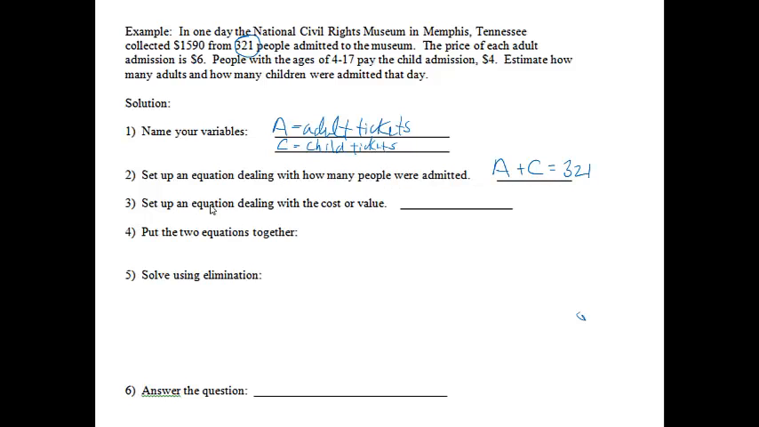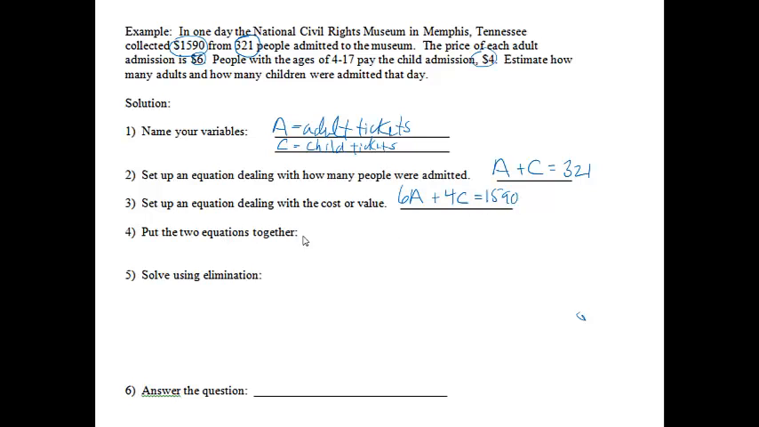Okay, then the second one says to set up an equation dealing with the cost or value. Well, we know they collected $1,590. Each child ticket was $4 and each adult ticket was $6. So 6 times every adult ticket plus 4 times every child ticket, and we know altogether they collected $1,590.